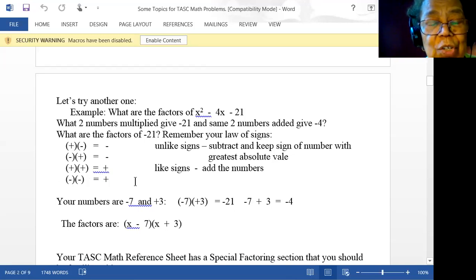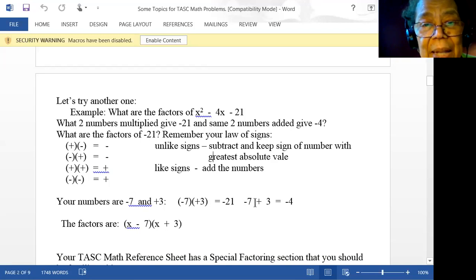Now, what two numbers can you multiply to get a negative 21? Those numbers are minus 7 and a plus 3. Unlike signs multiply to give you negative. Now, take those same two numbers and add them.